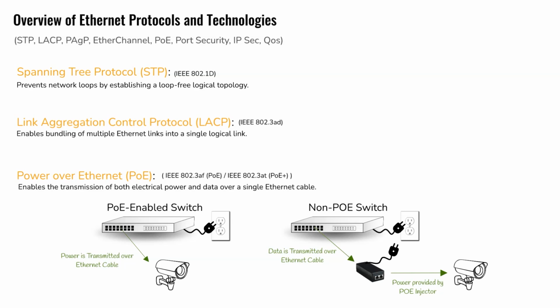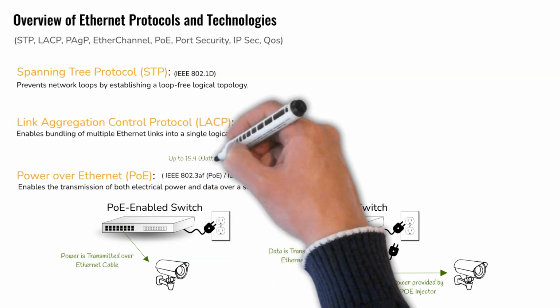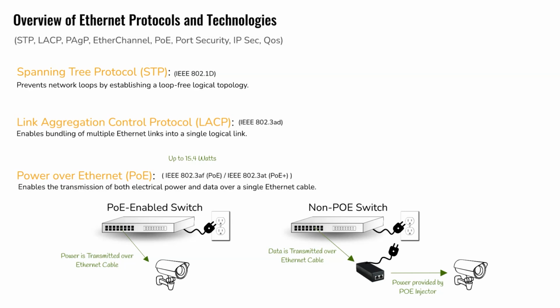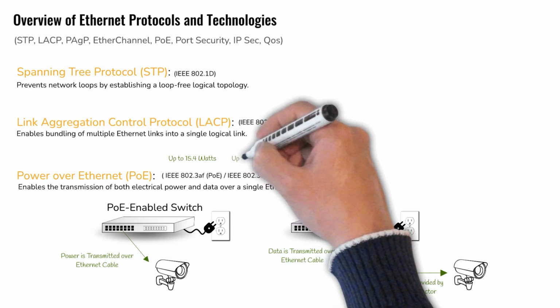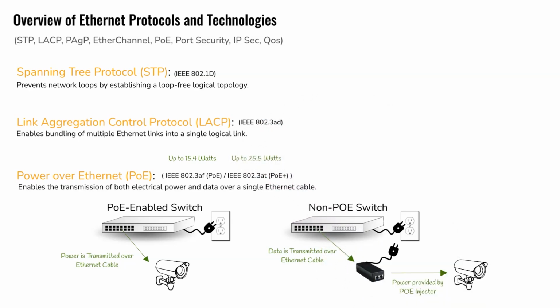for separate power supplies. The 802.3af standard provides up to 15.4 watts, while 802.3at PoE Plus supports up to 25.5 watts, ensuring efficient and scalable deployments. PoE simplifies network installations and reduces overall infrastructure costs by leveraging existing Ethernet cabling for both data and power delivery.